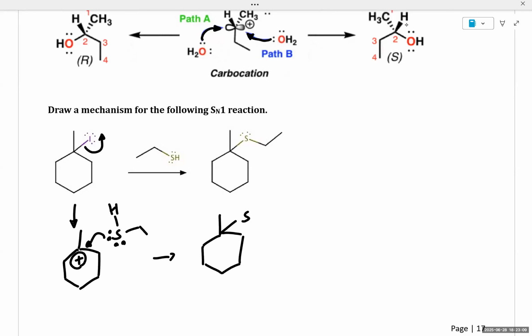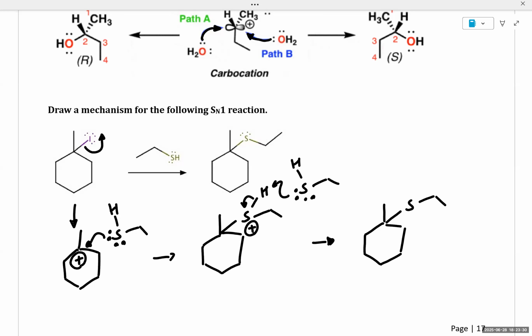Then, often as a cleanup step, either a molecule of reactant or a base that is available floating around in solution will come in and deprotonate this product and generate the neutral product. So again, in the SN1 reaction, your leaving group leaves to make a carbocation. The carbocation is attacked by your nucleophile. And from there, you usually have a cleanup step, which is a deprotonation step, just to get a neutral product.